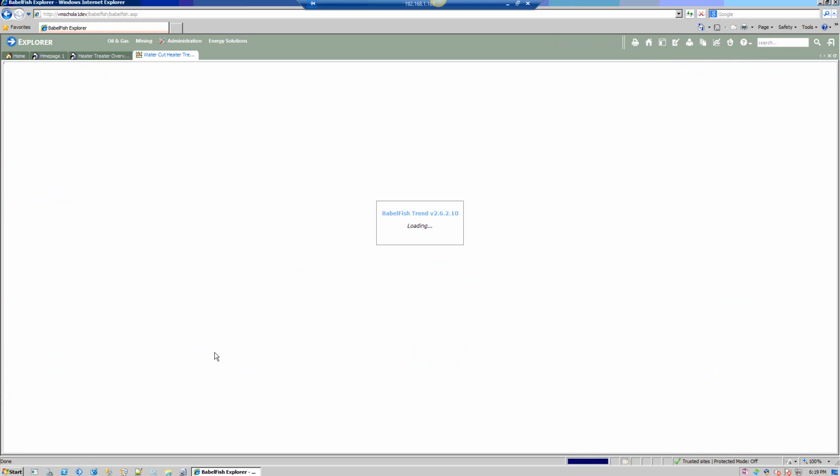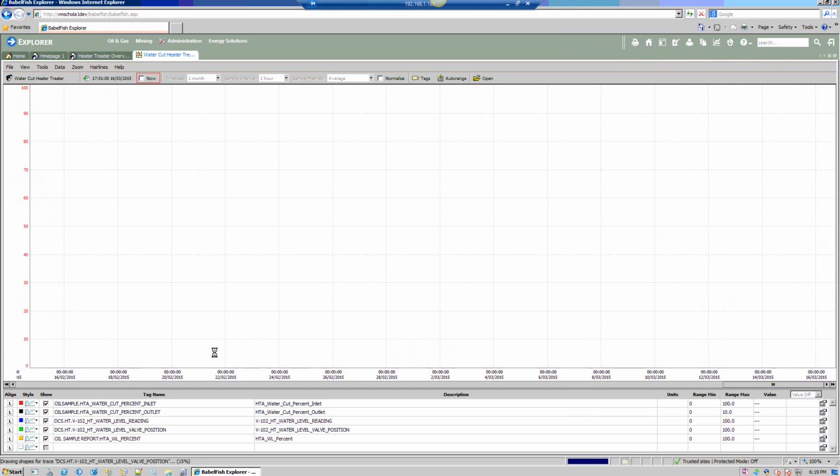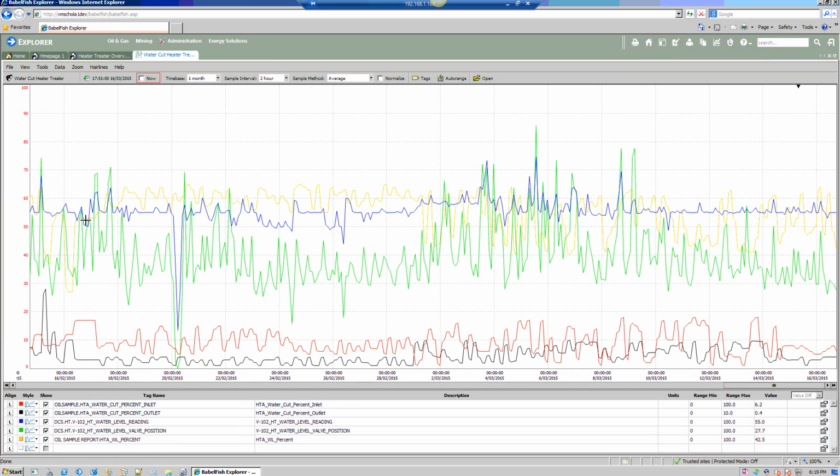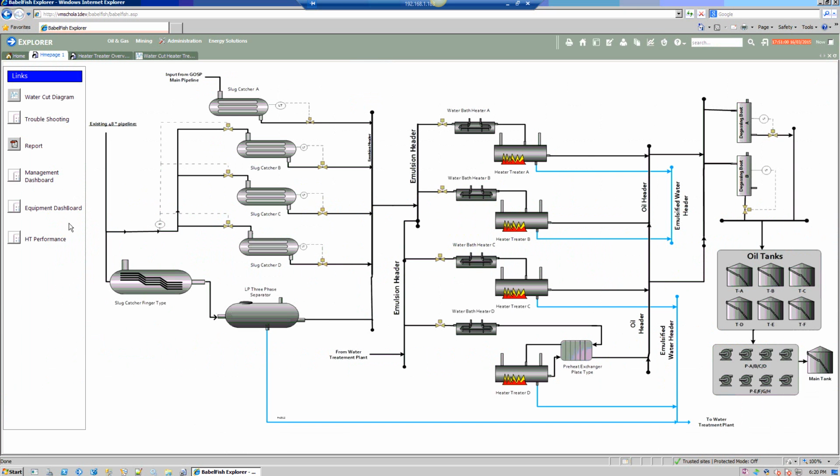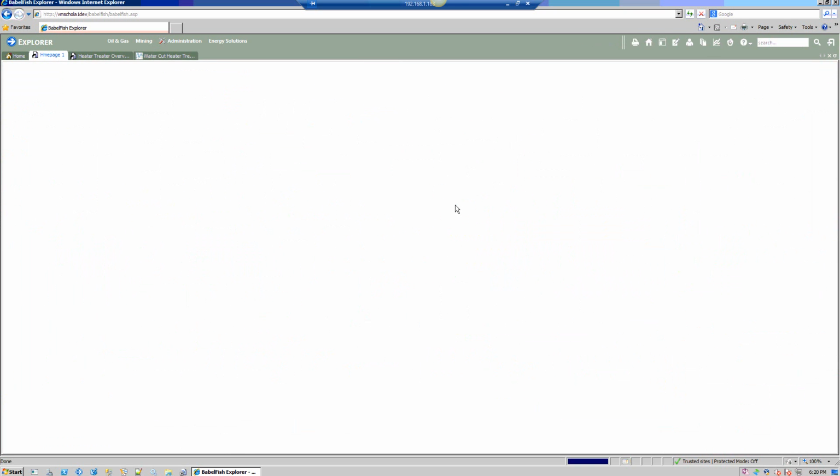I click on this one. It will open me the trend of the key parameters over a period of time. So these are the trend of the key parameters over a period of time. I can change the time base to seconds, minutes, weeks, months, or years depending upon the requirement. Also the sample interval. Also, I can change the sample method as raw, average, or linear interpolate. So if you don't have the data, still you can interpolate the data and get the trend of your key parameters. So if you go back to the home page, next I'll show you the water cut diagram.